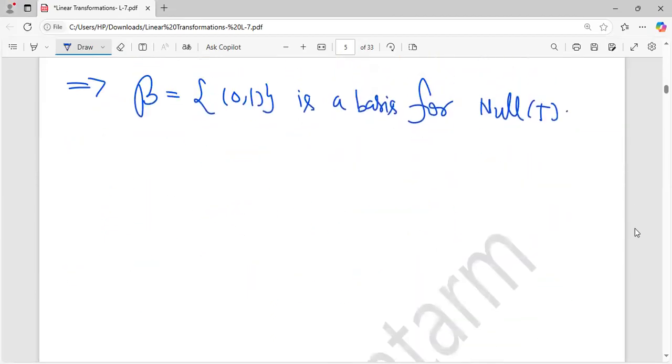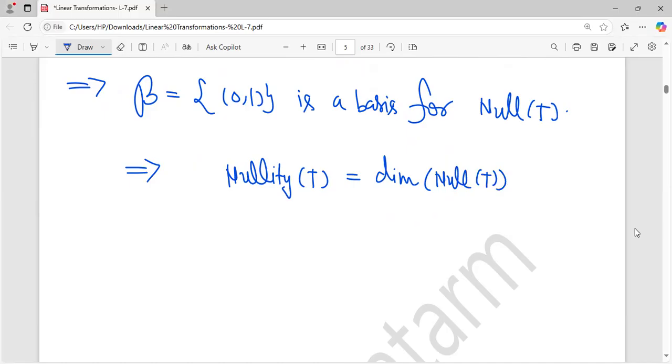So this implies nullity of T is equal to the dimension of null T, that is equal to 1. So this implies nullity of T is equal to 1.